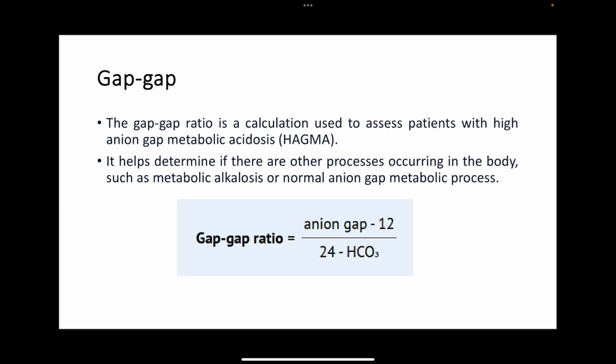Coming to the gap-gap ratio, it is a calculation used to assess patients with high anion gap metabolic acidosis. It helps to determine if there are other processes occurring in the body, such as metabolic alkalosis or a normal anion gap metabolic process. In these patients, it is difficult to determine whether the high anion gap metabolic acidosis is the only process occurring, or whether there is an additional process, such as a normal anion gap metabolic process or a metabolic alkalosis, which is contributing. This is calculated by this formula: anion gap minus 12, divided by 24 minus HCO3.